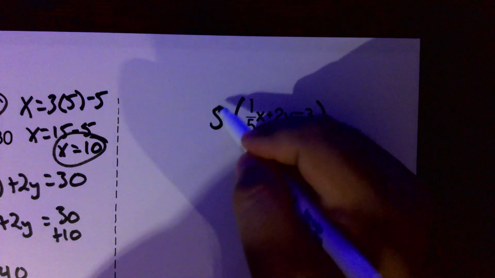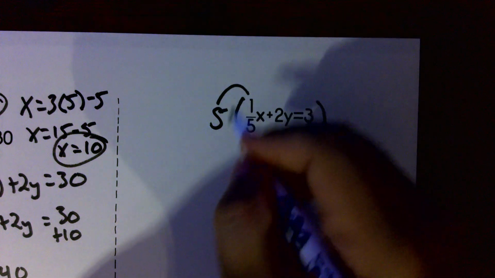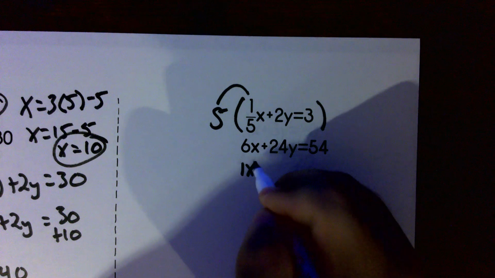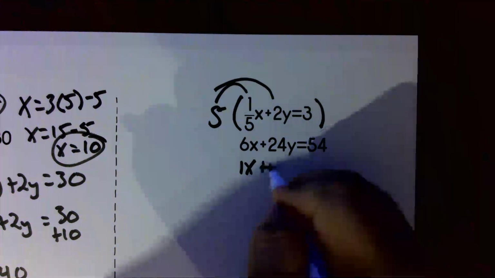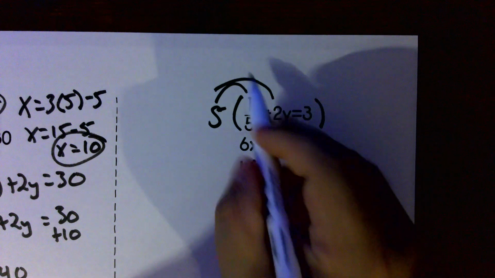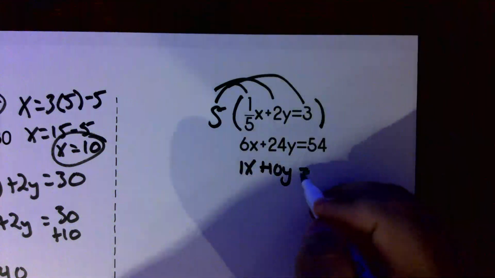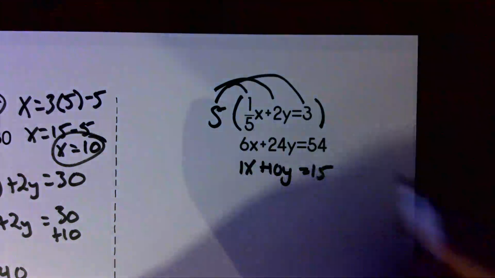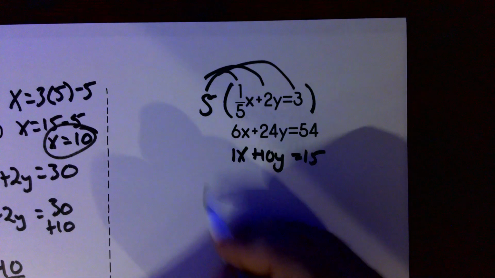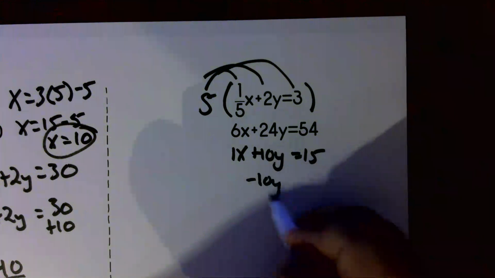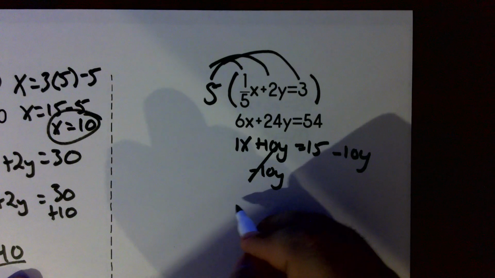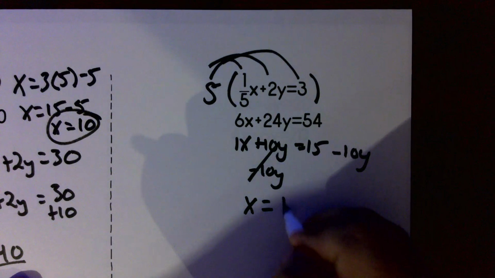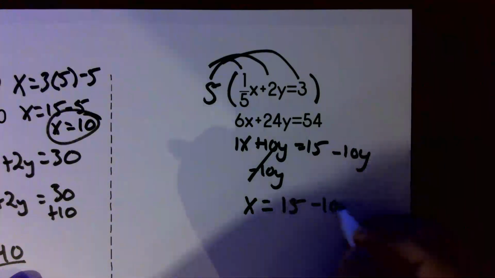So 5 times 1/5 x is 1x. 5 times 2y is 10y. And that's equal to 5 times 3, and that's 15. Okay, and so then we're going to subtract 10y from both sides. And this is x is equal to 15 minus 10y.